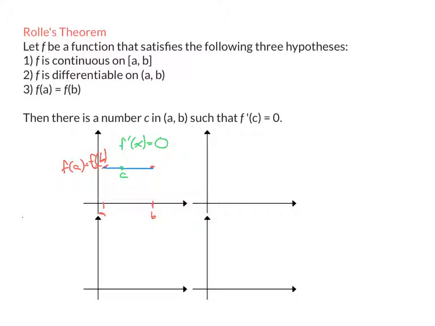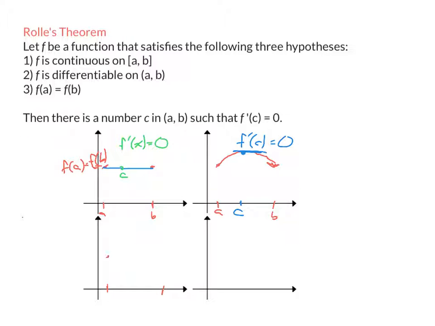All right, next one. If a is here and b is here, perhaps our function just comes up and then comes back down. Well, if that's the case, then right here at our peak, the slope of that tangent line is 0. So if this is my c value, then the derivative at that point has a value of 0.